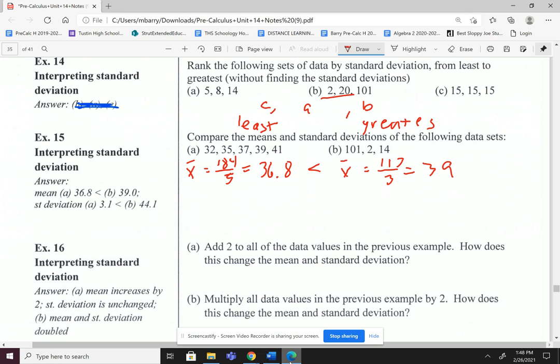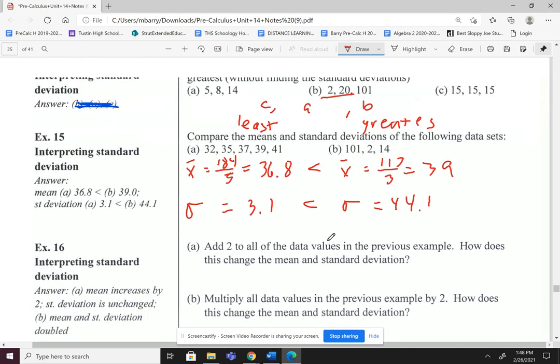So let's write that again. So for the standard deviation, this one is about 3.1, and the standard deviation, this one's about 44.1. So clearly this one's a lot bigger. I could have probably told you that beforehand, because as you can see, this data is kind of compact, whereas these ones are spread apart.